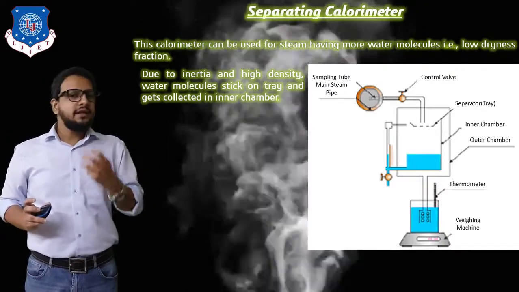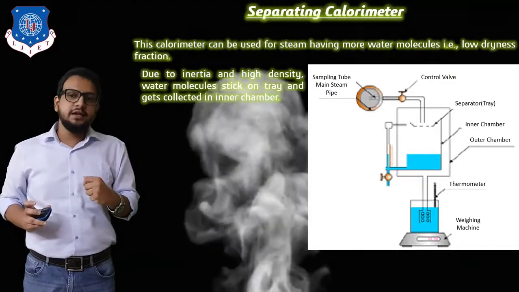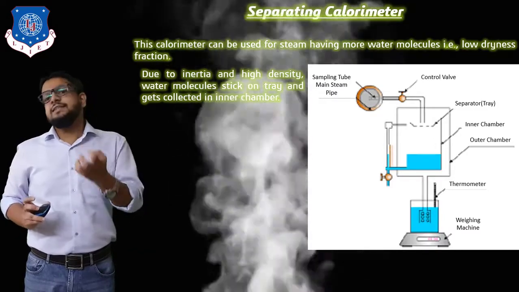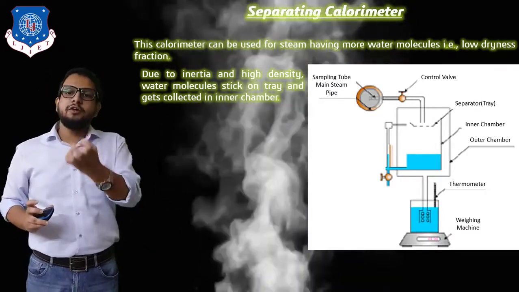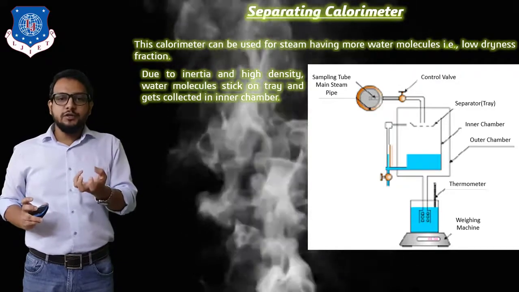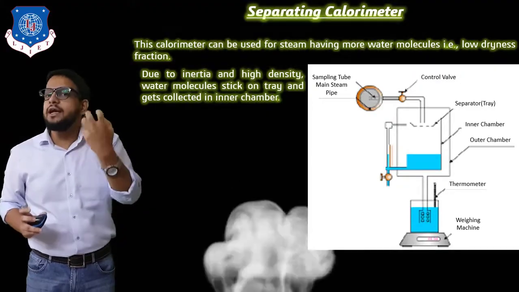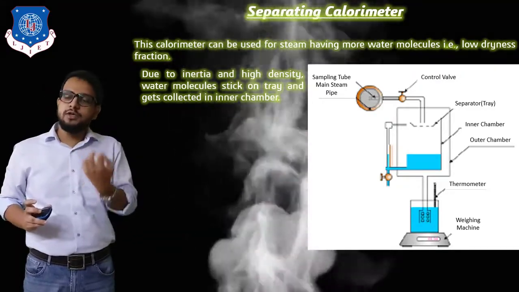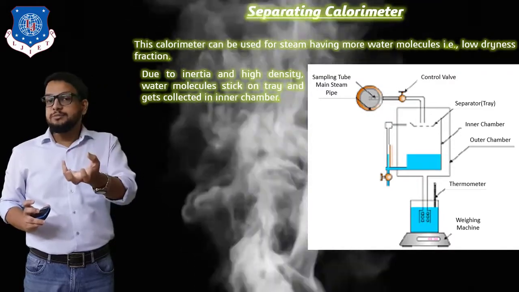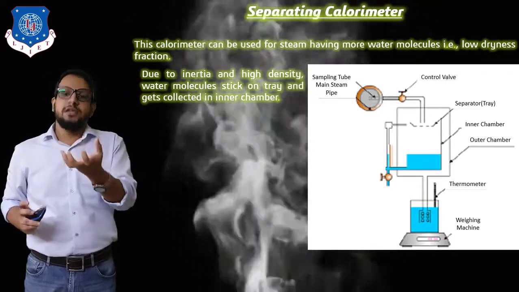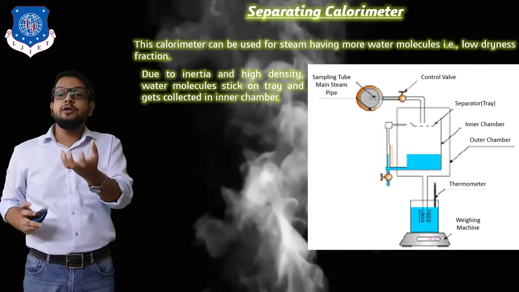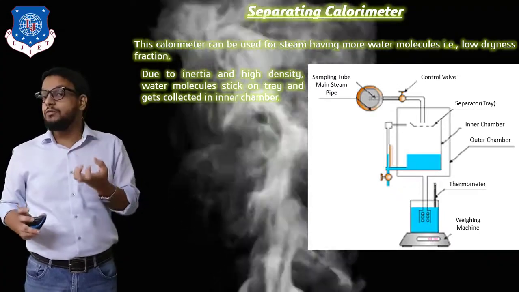Since water molecules are present in wet steam, its density will be higher compared to dry steam. Why? Because we know that dry steam will have more heat energy compared to water molecules. Because more heat energy is present, it will be in a vapor state, and the density, that is the weight, of that dry steam will be lesser compared to water molecules.